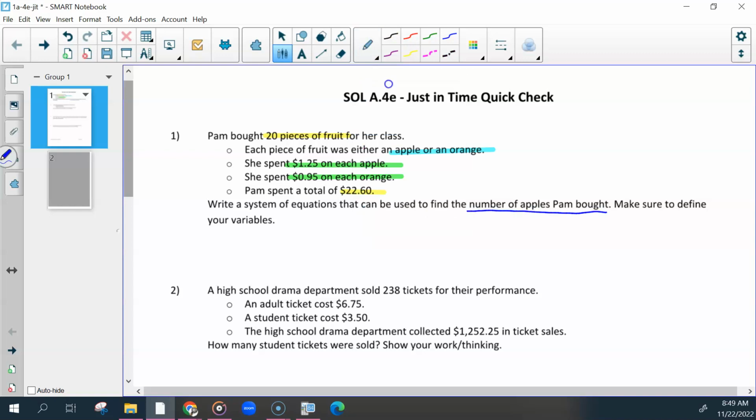So that's going to help us define one of our variables. A equals number of apples. And then by default, we need a second variable. I probably wouldn't use O, but anything else, let's say R. Some of you that didn't finish the word problems, this may help you when you go to finish your test.